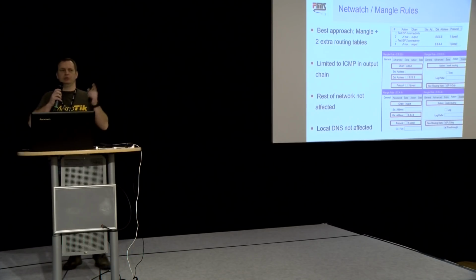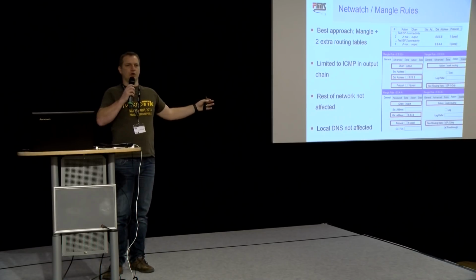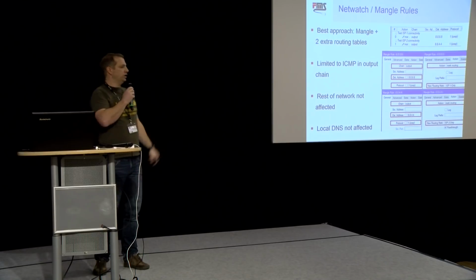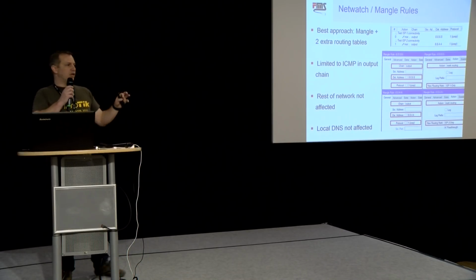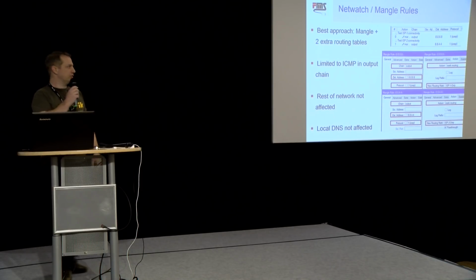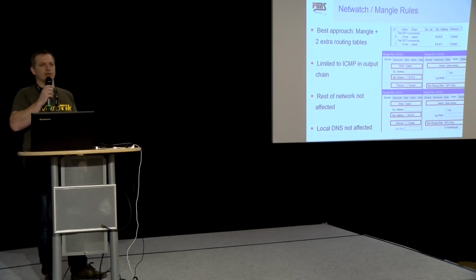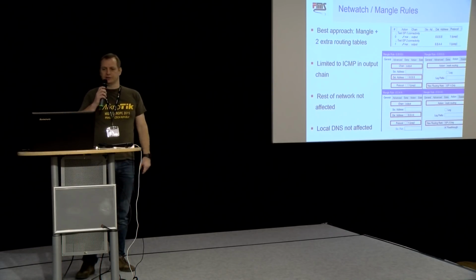That way we have two advantages. It's not accounted for packets coming from our local network because we're in the output chain. And it will only be used on ICMP packets, so the internal network and even DNS service for the local routers are not affected. After mangling these packets, we will force them to use a different routing table. So we add two routing tables, I'll show you in a second.